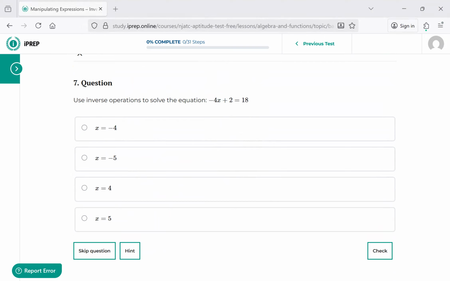Okay, question 7, we have negative 4x plus 2 equals 18. So on the left side, there's no way we can combine like terms. On the right, it's just 18. So let's start solving for x. On the left, I would probably get rid of this 2 by subtracting 2 from both sides. So you get negative 4x equals 18 minus 2 is 16. And then to solve for x, you're going to get rid of this negative 4 by dividing both sides by negative 4. And then 16 divided by negative 4 is negative 4.